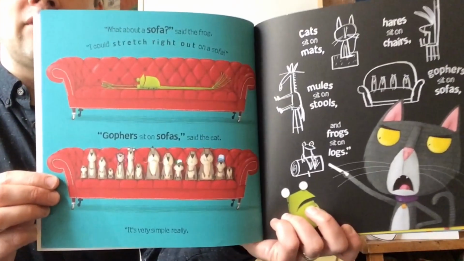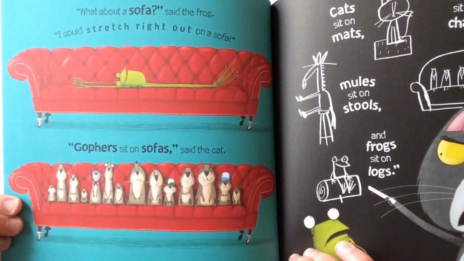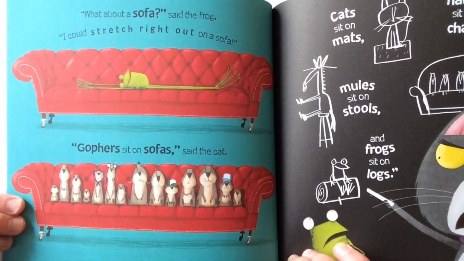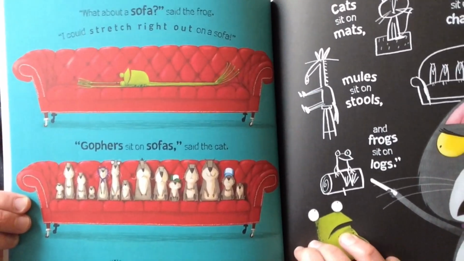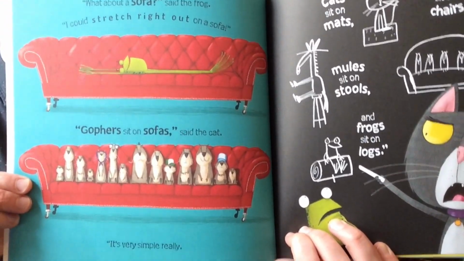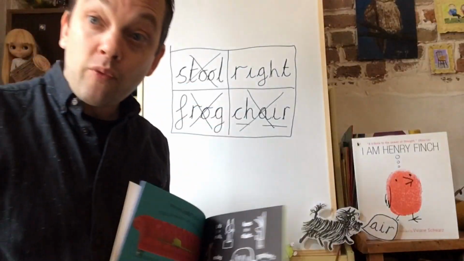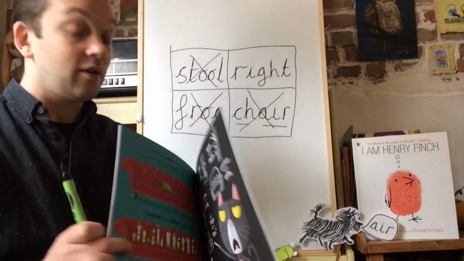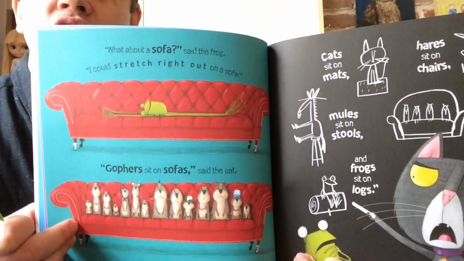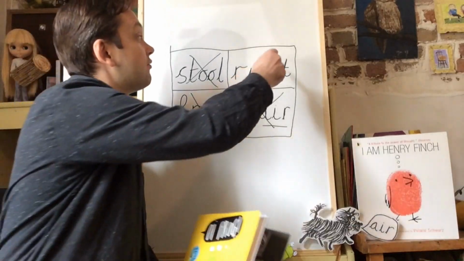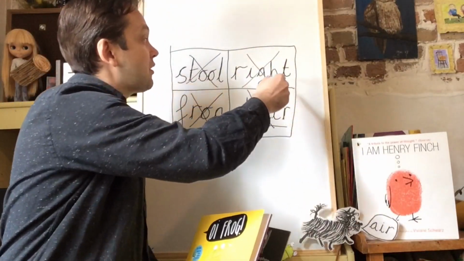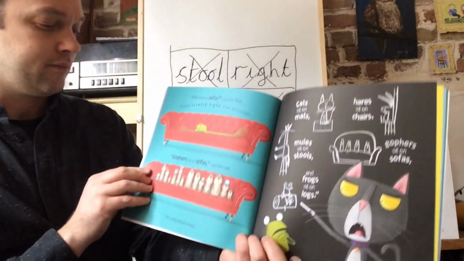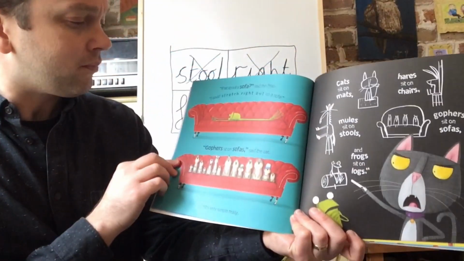What about a sofa? Said the frog. I could stretch right out on a sofa. Oh, have we got another one? Did you say bingo? Yeah, look. I could stretch right out on a sofa. Bingo! Well done. I'll just finish this page.